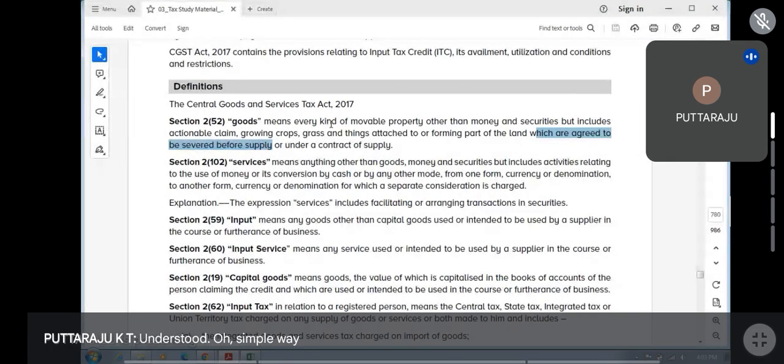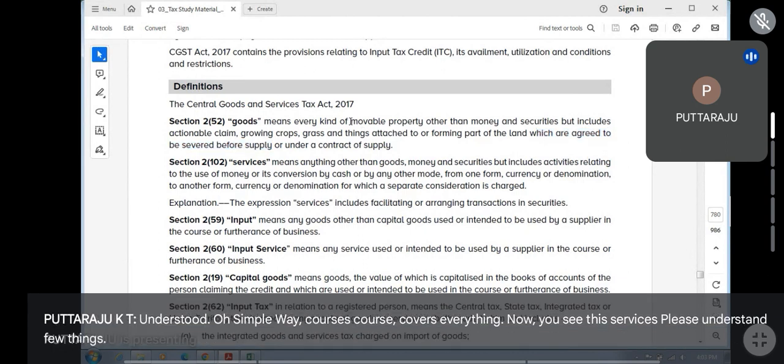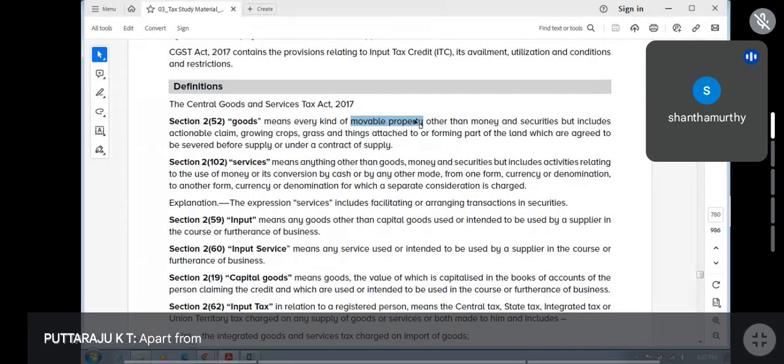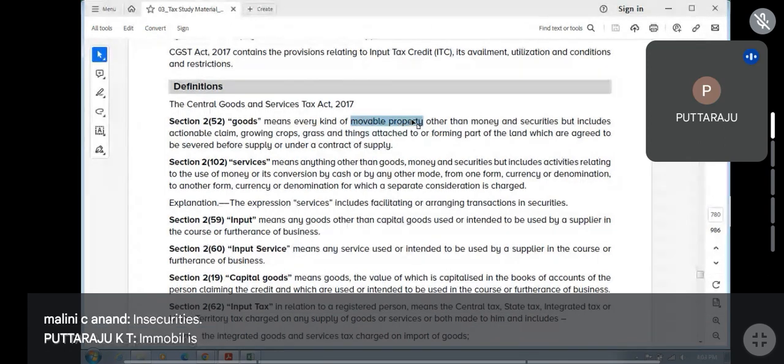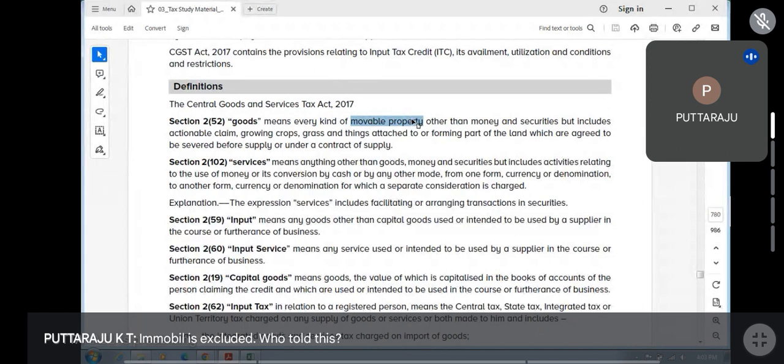Simple way, goods covers everything. Now you see these services. Please understand a few things. Here they are given movable. That means what is excluded here? Money and securities. Apart from that, immovable is excluded. Who told this? Shantamurthy sir? Yes. Immovable is excluded. Remember this point.